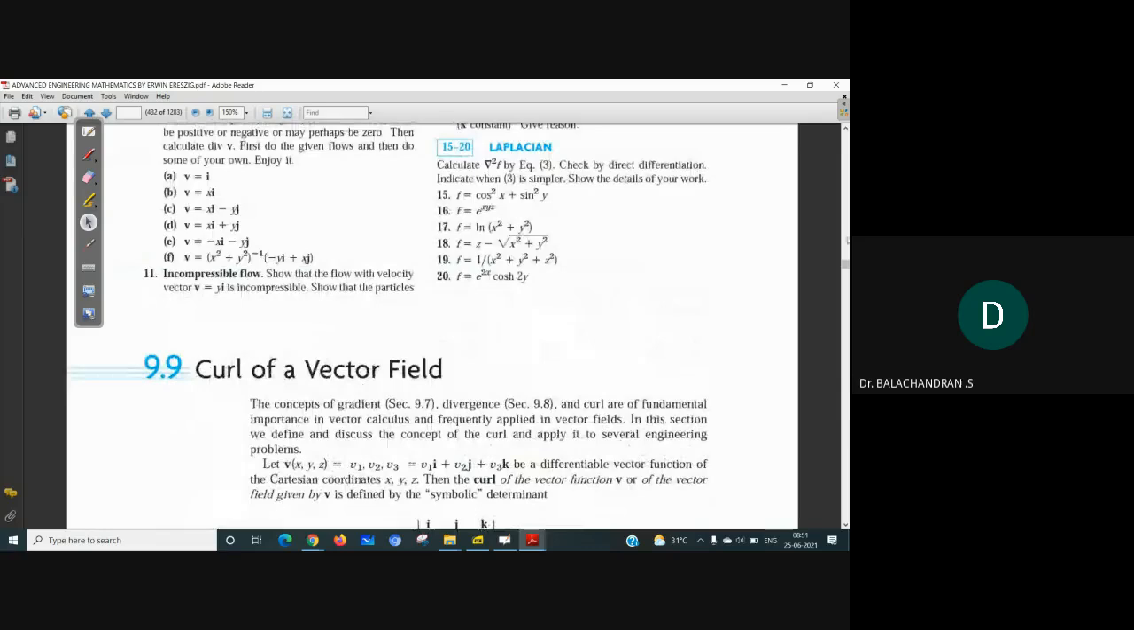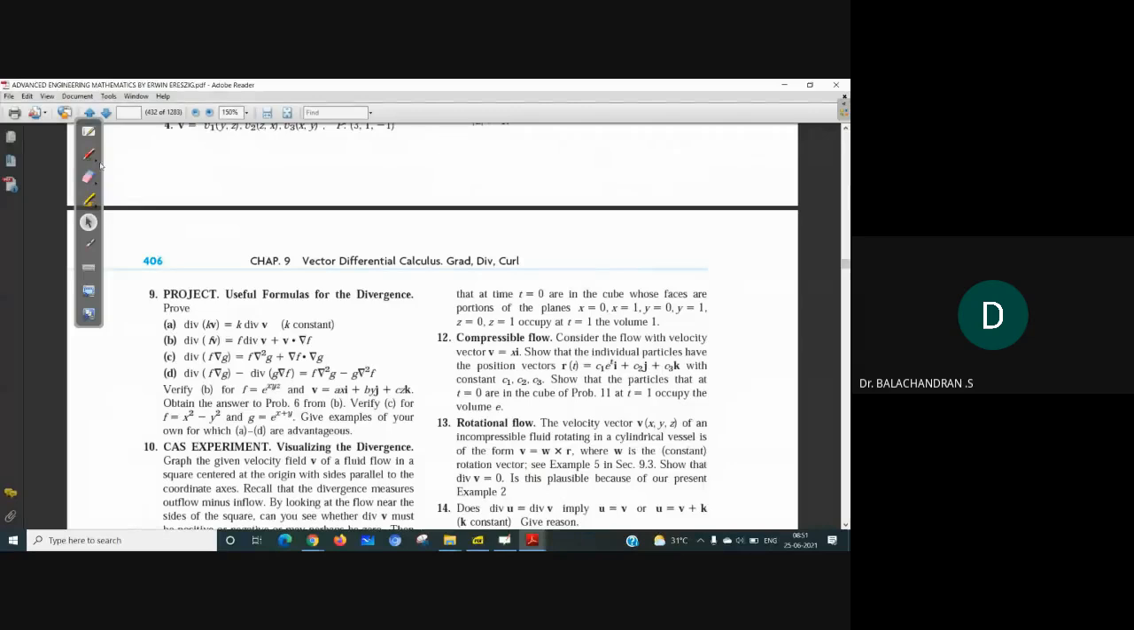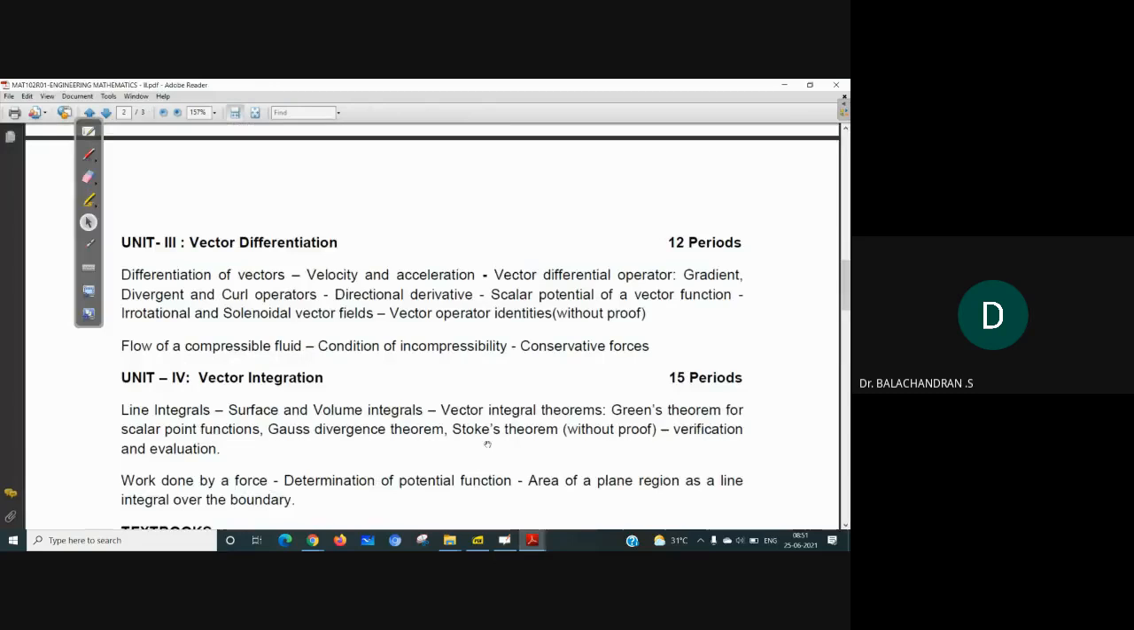So now I'm going to concentrate more on the fourth unit. The reason is in the fourth unit we have three important theorems. One is Green's theorem, another one is Stokes theorem, another one is Gauss divergence theorem. I am expecting questions from all the three theorems, so that's why I'm going to concentrate more on vector integration. So first I will finish the important topic, and maybe I'll come back later to the condition of incompressibility or flow of compressible fluid.